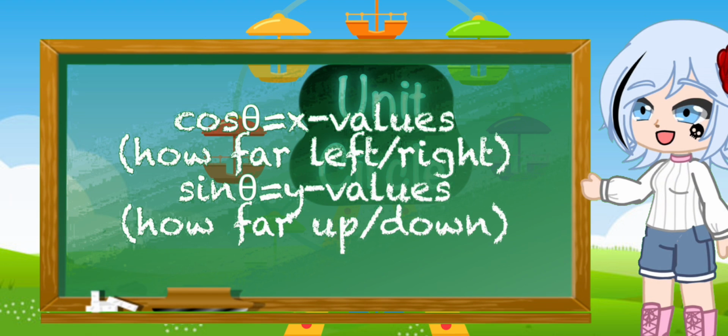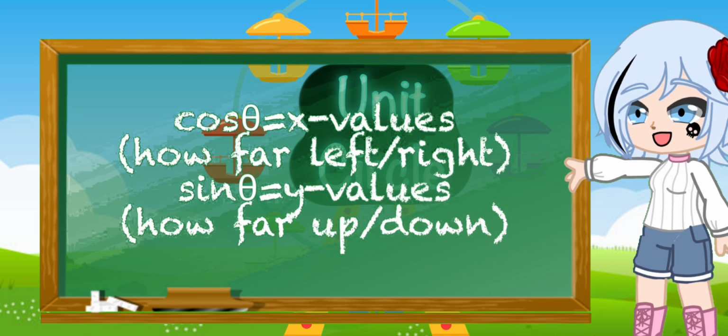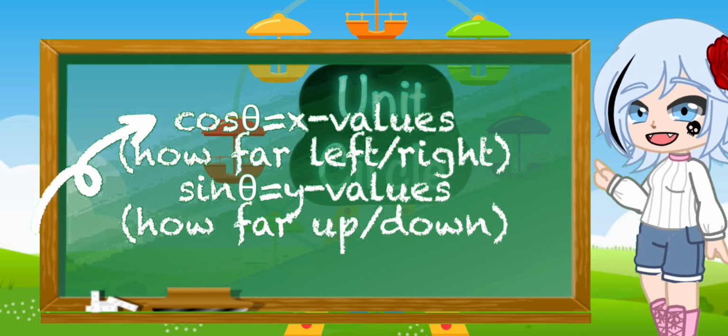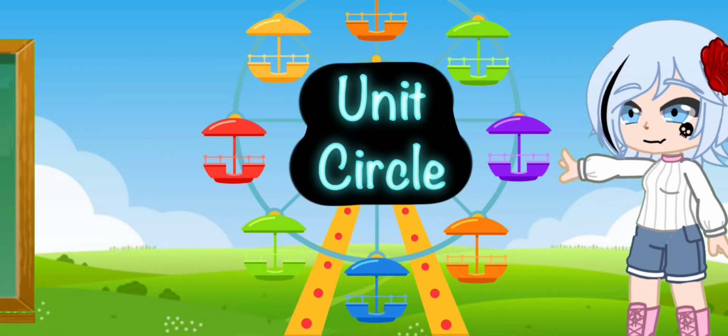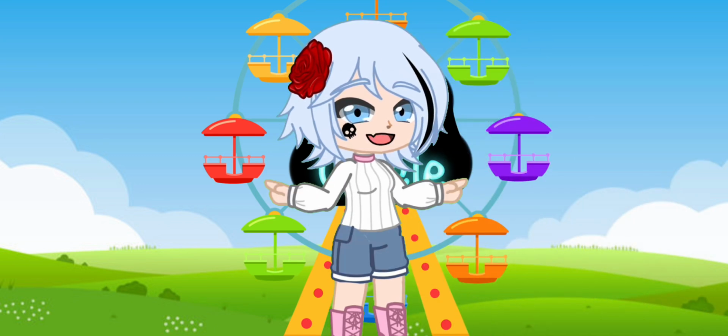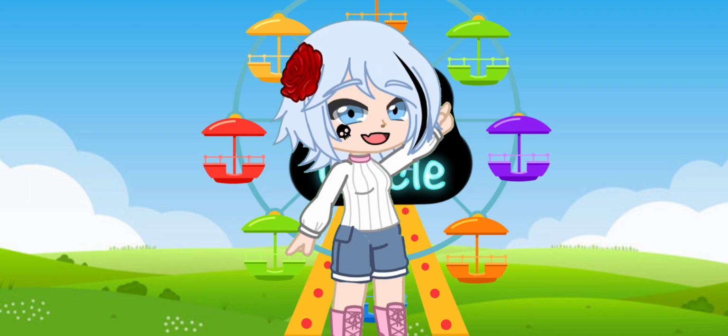When you're on this wheel, your position is measured using angles, and the coordinates of your seat give you two important values, cosine and sine. Cosine is your x value, which is how far left or right you are, and sine is your y value, which is how high or low you are. So think of cosine as your side-to-side movement and sine as your up and down movement.